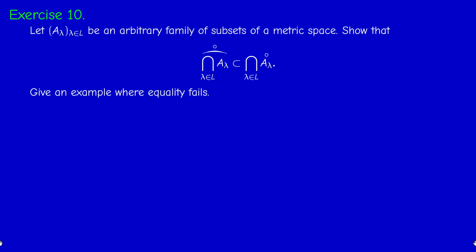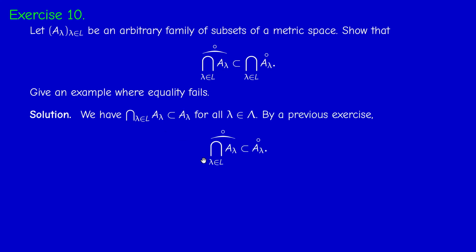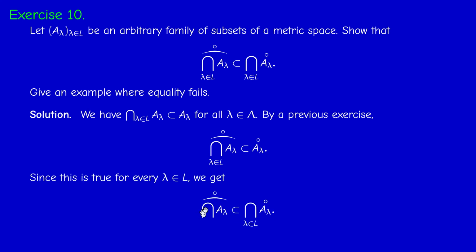Exercise 10, very similar, but with intersection. The interior of the intersection is contained in the intersection of the interiors, and equality may fail. So once again, the intersection is contained in each A lambda. So the interior of the intersection is contained in the interior of A lambda, but this is true for every lambda, therefore it's contained in the intersection of the interiors. So pretty straightforward.